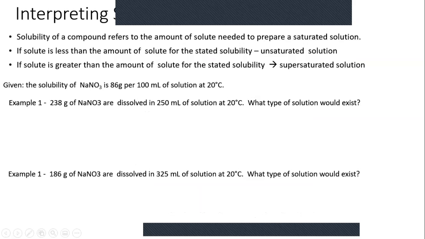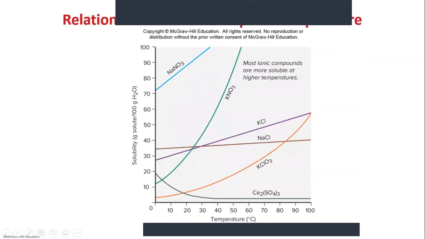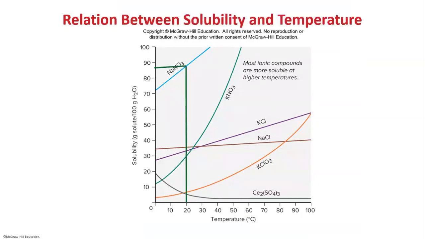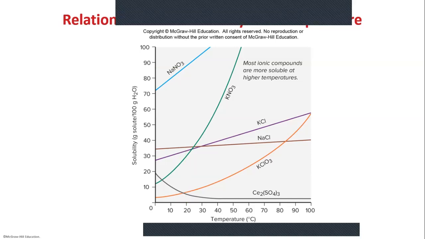Oh, sodium nitrate, my bad. I did the wrong one. I did potassium nitrate. Let me go back. Sodium nitrate, I did the wrong compound. We draw a straight line at 20, go over. It's approximately 86 grams of solute in 100 milliliters of water for sodium nitrate at 20 degrees Celsius. And that's where that 86 came from on the next slide.